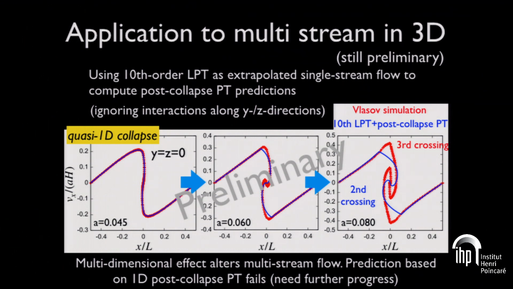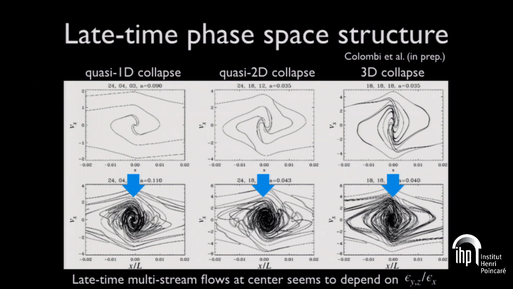This is very different from what we see in the 1D case. This is because in this treatment we ignore the interaction between the x, y, and z axes, so we miss something important of a multi-dimensional effect. So this is still preliminary, and in order to catch up with the post-collapse phase, we need a really three-dimensional treatment for the post-collapse perturbation theory. This is still work in progress, so we still need progress. But the investigation of such a post-collapse phase is really interesting.